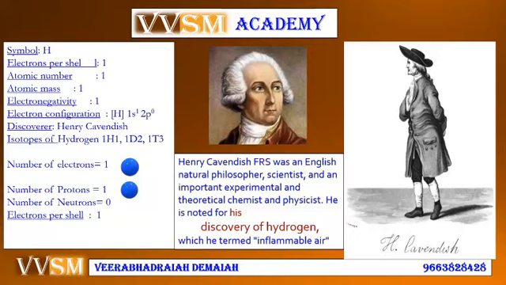What is an isotope, my dear friends? Certain elements like hydrogen, carbon, etc. have the same atomic number, but their atomic weights or atomic masses are different. Such elements are called isotopes. Example, isotopes of hydrogen: 1H1 hydrogen, 1D2 deuterium, 1T3 tritium.